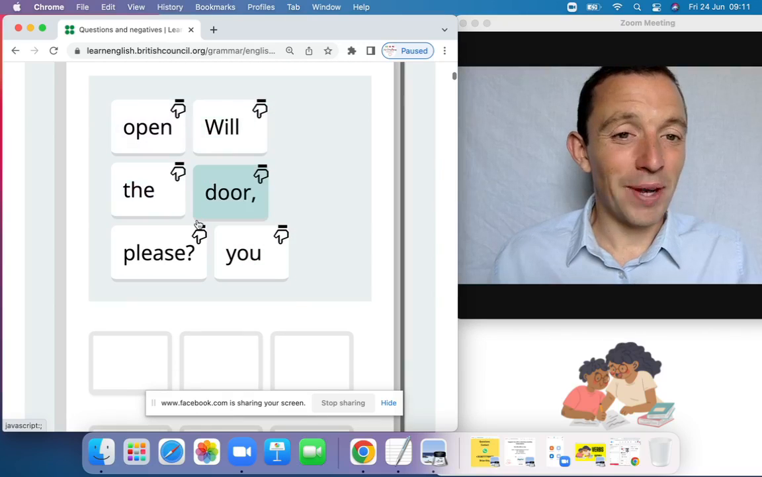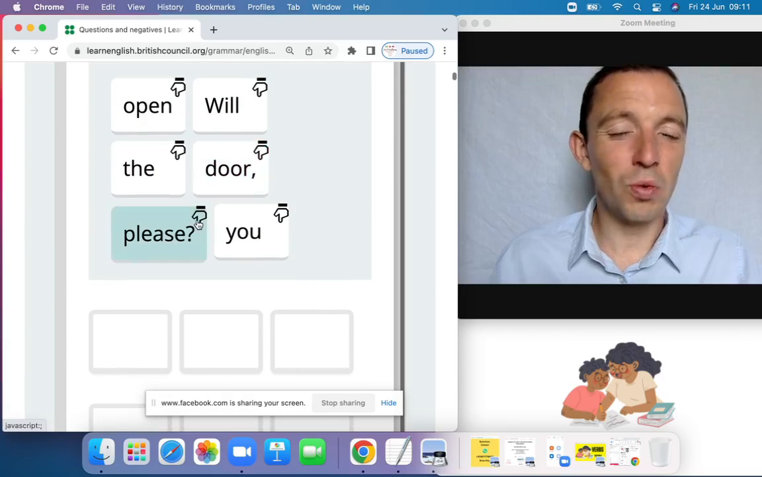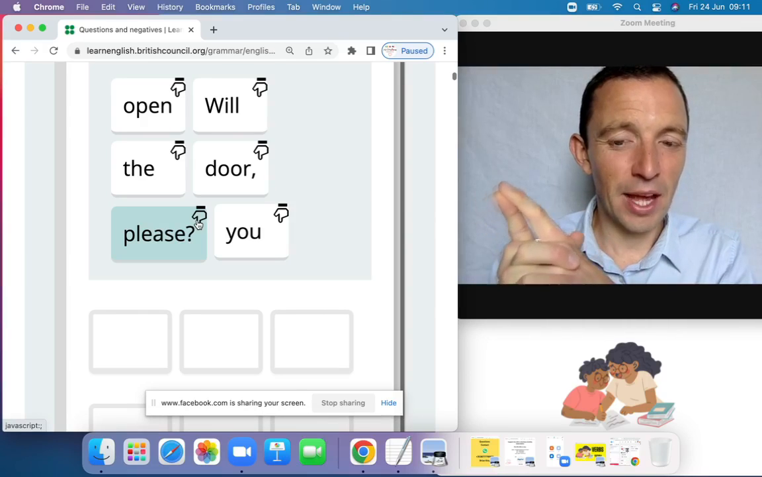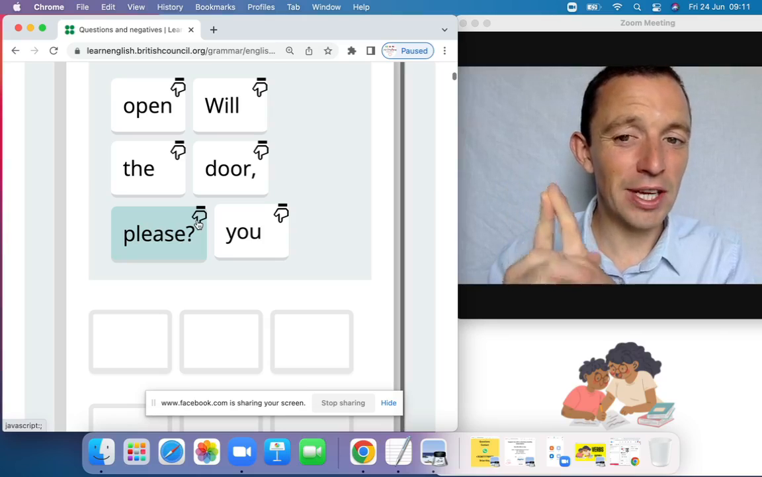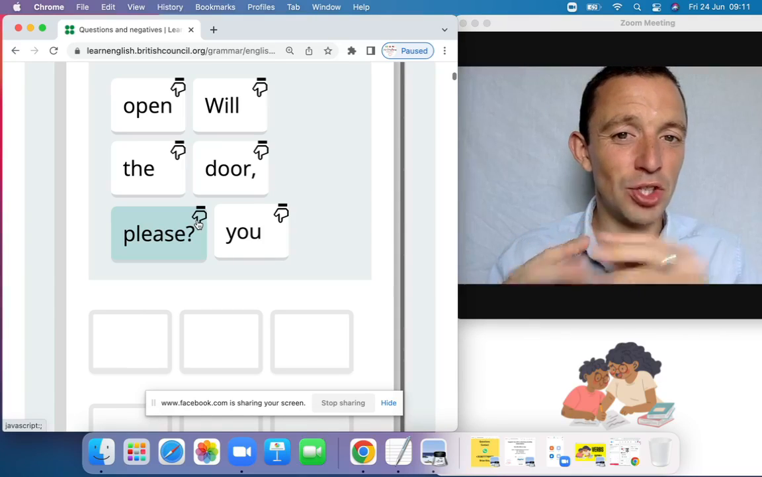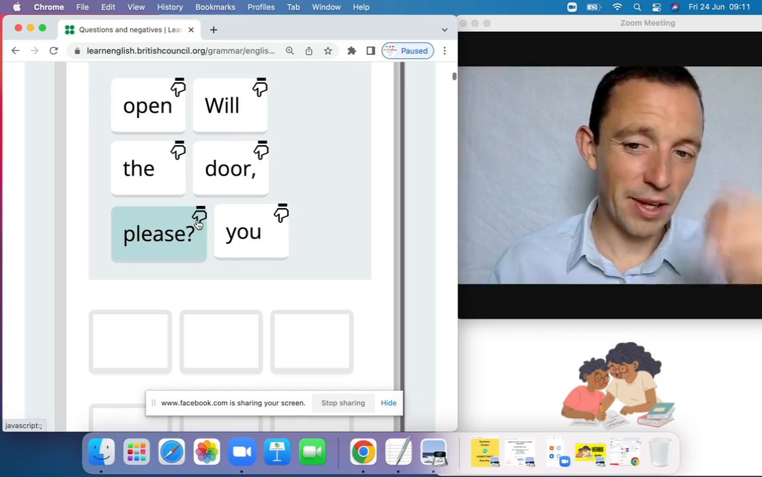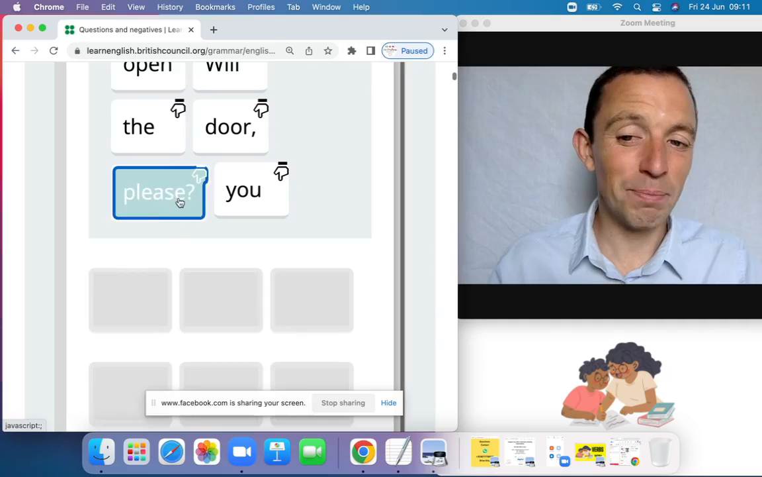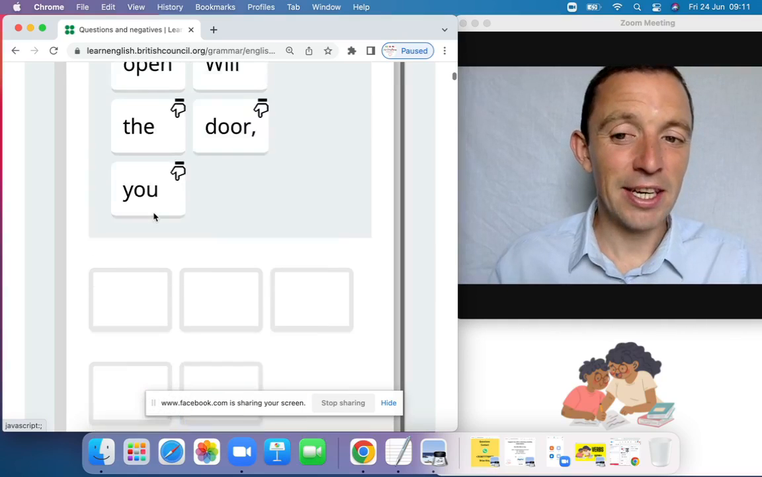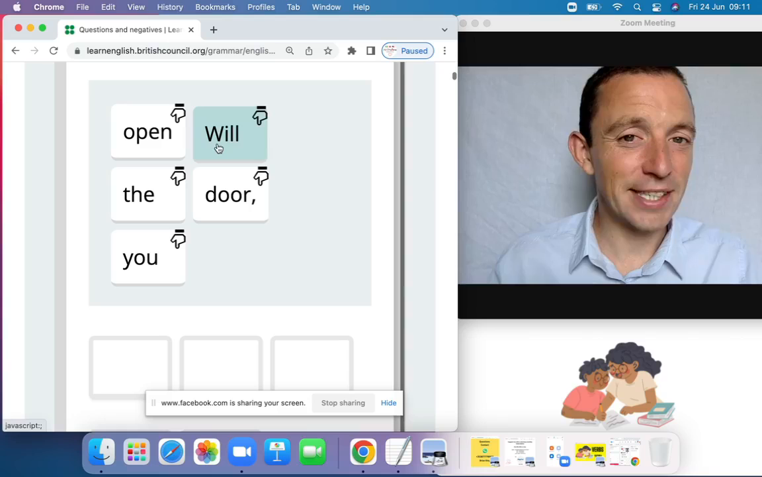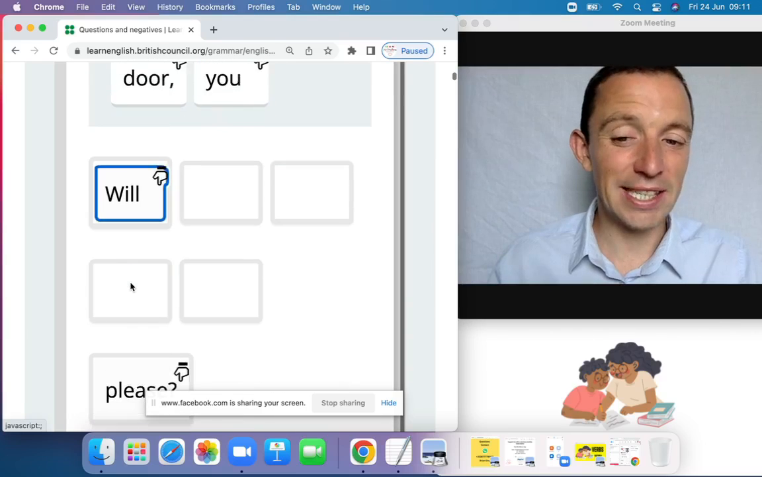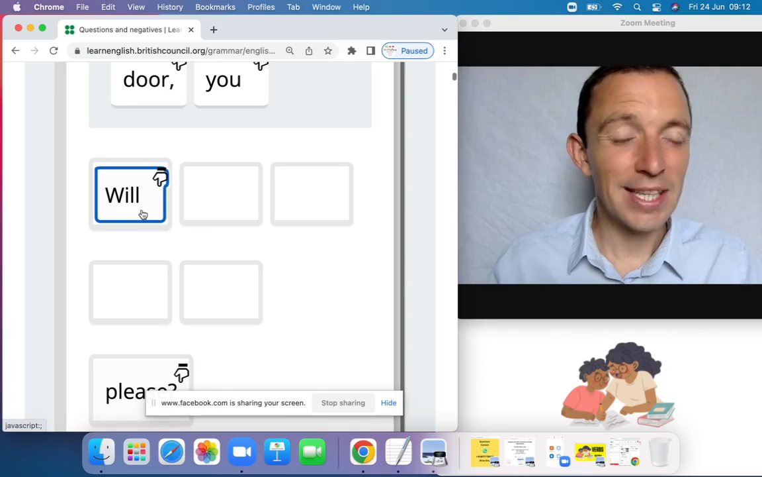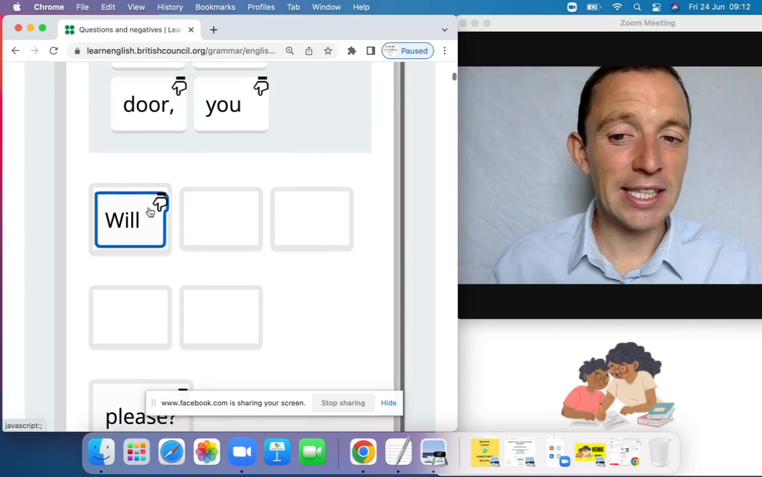Open will the door, please, you. Okay, so we need to create the question, the yes or the no question here. And also we need to consider first the affirmative just to calculate. So first we see the punctuation, the question mark. So the last word is more than probable, please. The first word is the capital letter. So therefore will is the capital letter. Will is the part of the verb to be. This could be the continuous, and we need a subject.